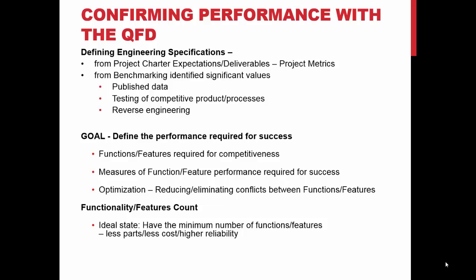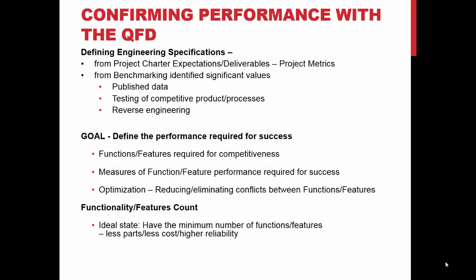The goal here, though, is to define the performance required for success. So we want to know what functions and features are going to be required for our product or process to be competitive or to fulfill the needs and wants of the customer. We also have to understand what those measures are of the function and feature performance that are needed in order to guarantee success. And lastly, we have to understand what conflicts exist in the design between the functions and features so we know which areas to work on optimization.